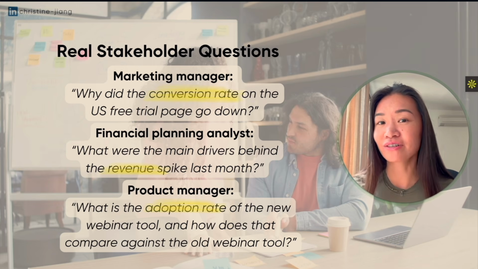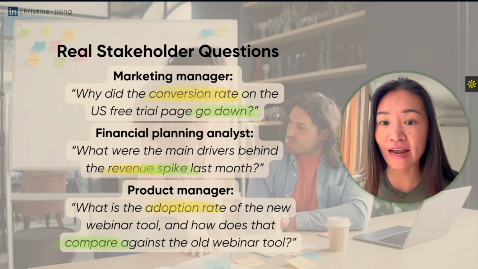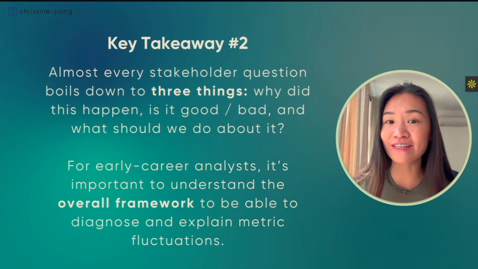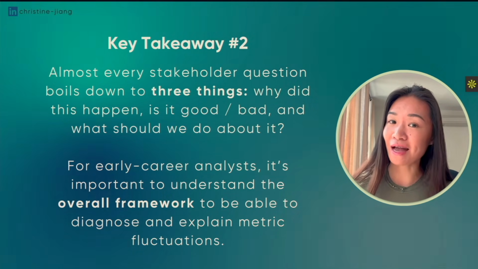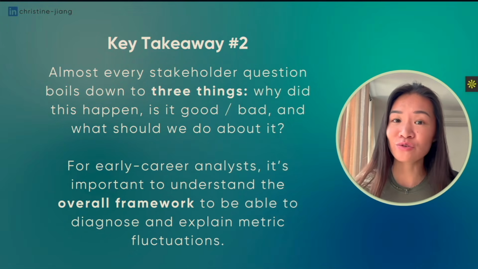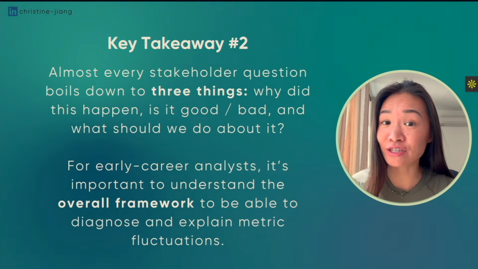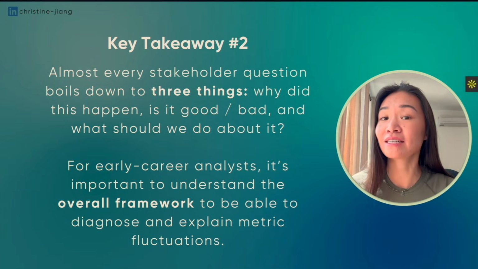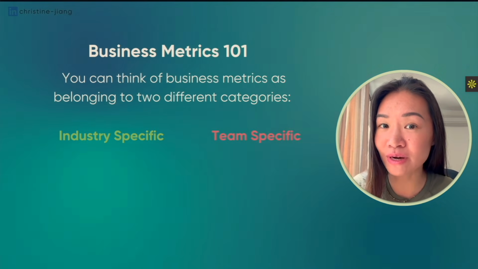One thing I want you to notice is that every single one of these questions has a metric and asks a question about a metric fluctuation or about that value's movement. So almost every stakeholder question boils down to just three main things. Why did this happen? Is it good or bad? And what should we actually do about it? So this means that for early career data analysts, it's actually more important to understand the overall framework to be able to diagnose and explain metric fluctuations. And here's a concept that is going to unlock that for you.